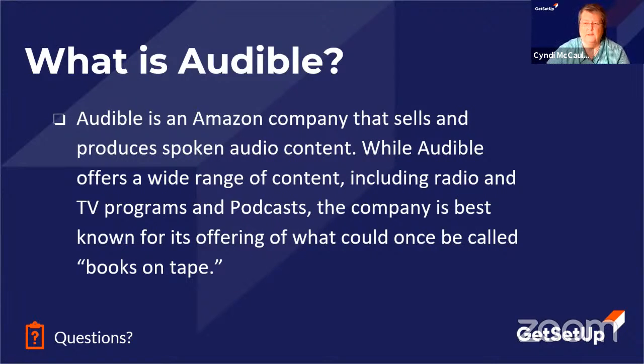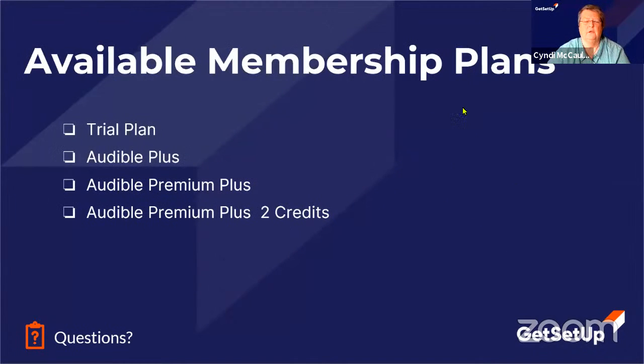Audible is a separate thing, even though it's owned by Amazon. There are about 3 different membership plans that you can have with Audible. And we'll talk a little bit about the trial plan too. They're all very affordable and they have different perks depending upon which type you actually want to sign up for once you've done a trial.